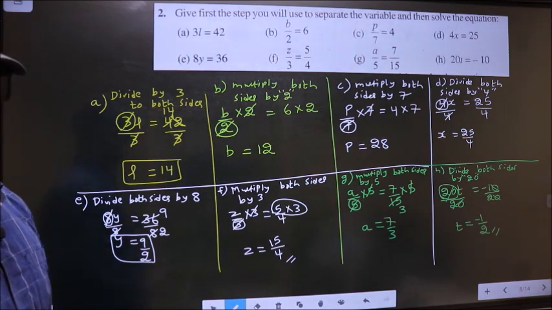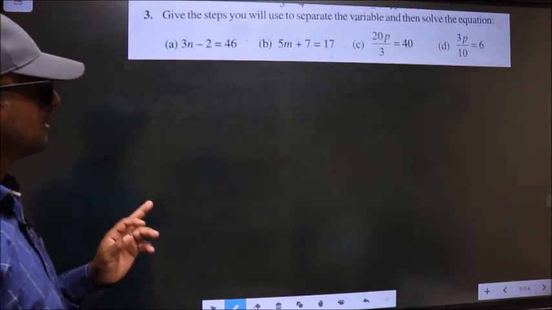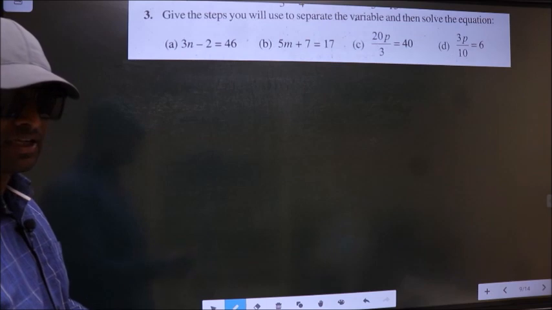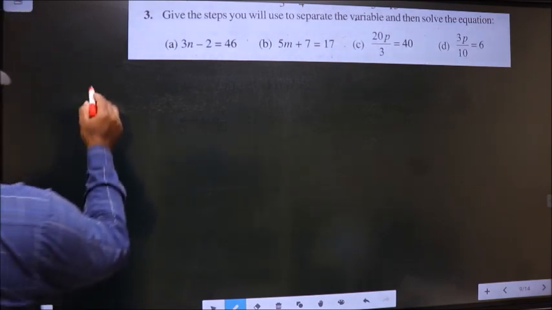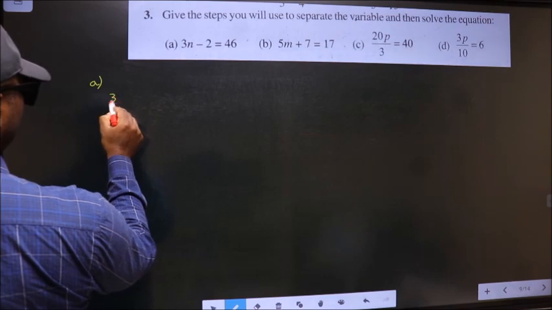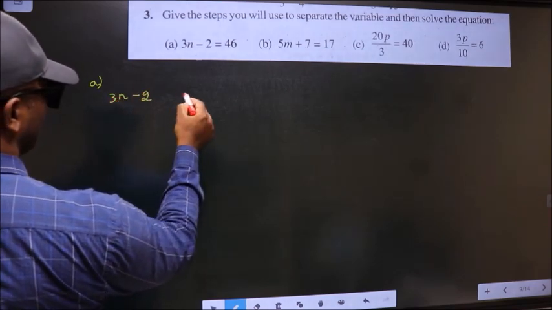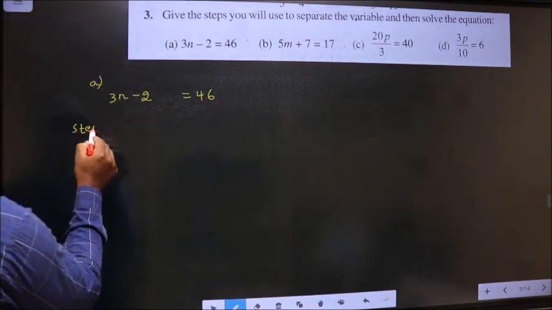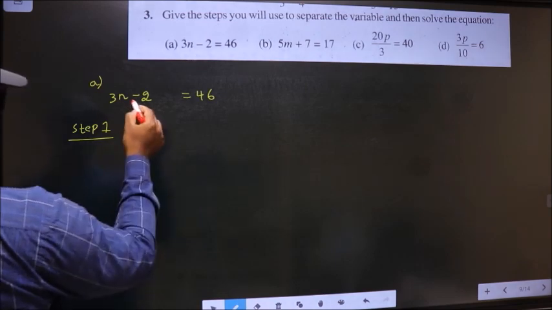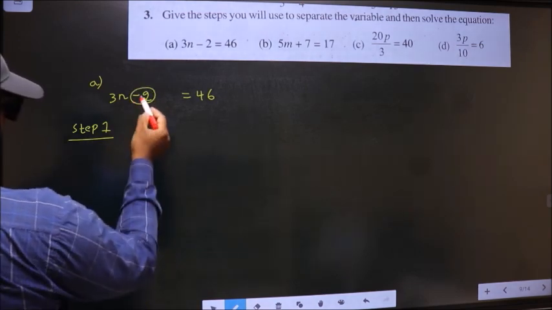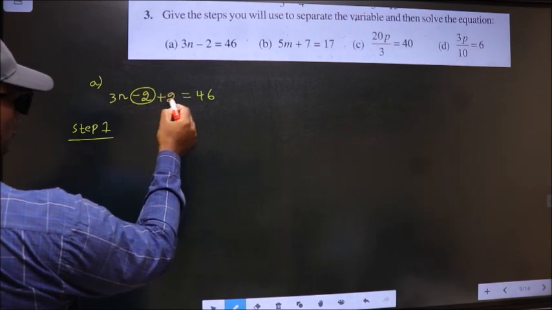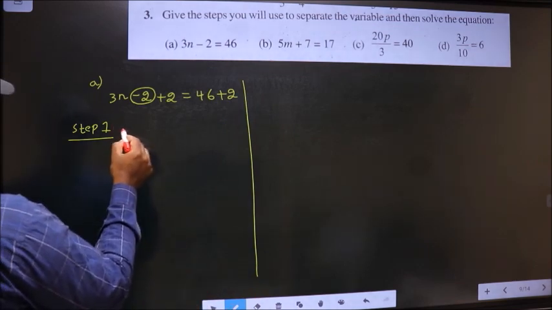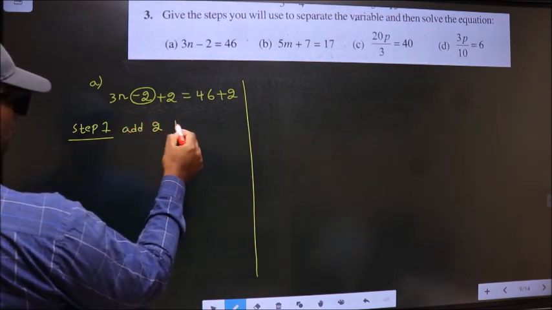Question is completed. Give the steps you will use to separate the variable and then solve the equation. How do we do that? See. A. 3n minus 2 equal to 46. Now, step 1. First, we should remove minus 2 from here. To remove minus 2, we should add 2 on both sides. So, you should write add 2 to both sides.